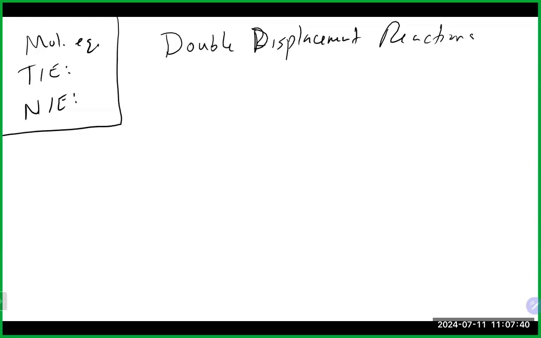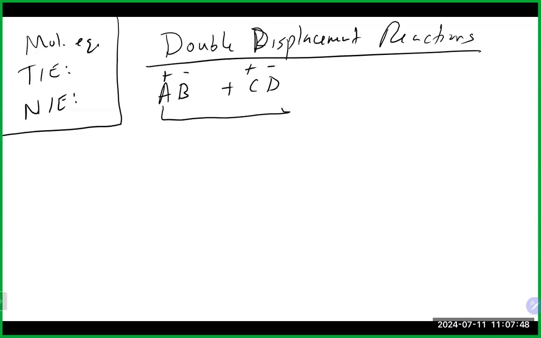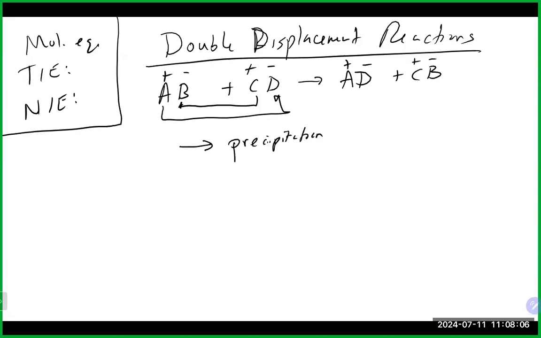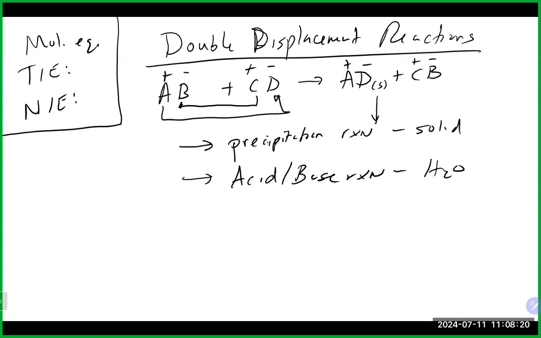And all double displacement reactions usually result from the combination of two ionic compounds, always. And as we've done in a number of these examples, everybody's just going to switch partners and form two new ionic compounds on the product side. As we saw in certain cases, a subcategory of this is a precipitation reaction, where one of these guys makes a solid. Another subcategory is an acid-base reaction, where one of these guys makes water.